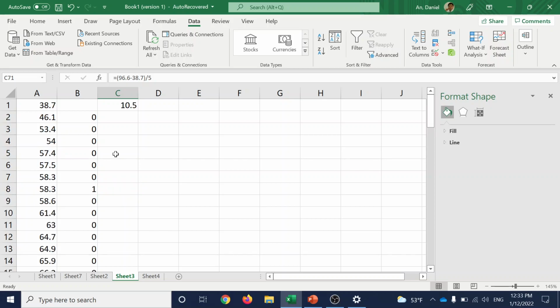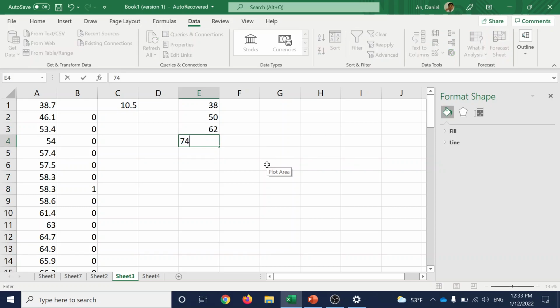And what you do is you start not from 38.7, but from 38, right? So it'll be 38, and then add 12, the next one will be 50, and the next one will be 62, add 12 again, 74, add 12, 86, and that should be it. And then it'll be 49 here.